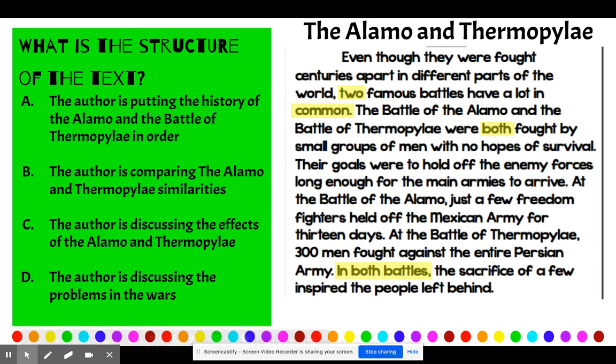But remember, like I said, I'm a good reader, so I'm going to look at C and D just to make sure. C, the author is discussing the effects of the Alamo and Thermopylae. Well, when I hear that word effect, it makes me think cause and effect. And I didn't really see any signal words for that. My signal words were more for comparison, so I'm going to keep moving. D, the author is discussing the problems in the wars. Well, yeah, these wars definitely had problems, right? There were some big problems here. But again, go back to your signal words.